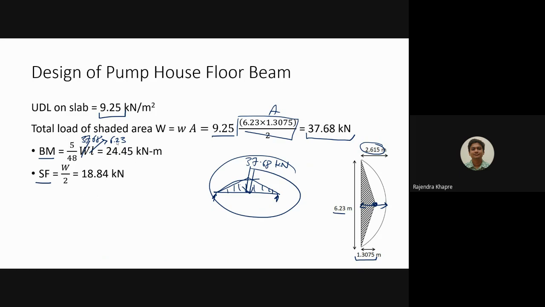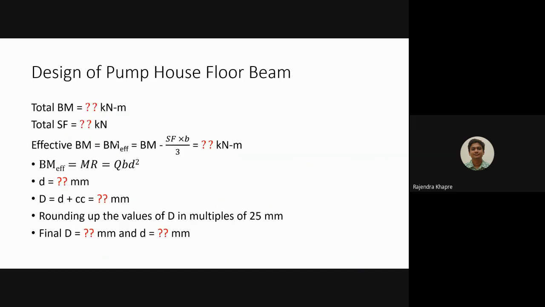Now I think we have already covered every load. We have covered the self weight and the slab weight. These come under the dead load, and we have also considered the weight of the pumps. So now there are three values of bending moment and three values of shear force. All we have to do is just add them. Give me the values of total shear force and total bending moment.